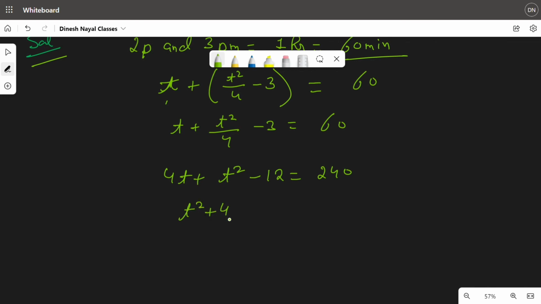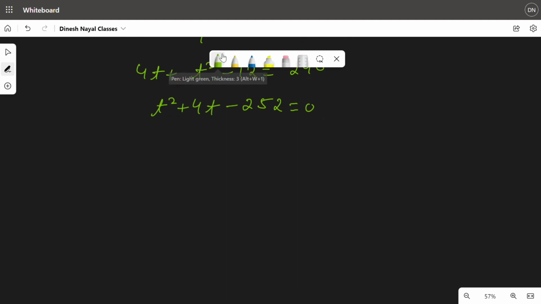So t square plus 4t, now minus 12 minus 240, so minus 252 equals 0. We can solve it by middle term splitting or by using the quadratic equation. So we are solving it by the quadratic equation. Comparing it with the standard equation ax square plus bx plus c equals 0, we get a as 1, b is 4 and c as minus 252.